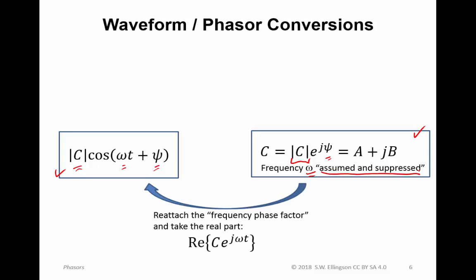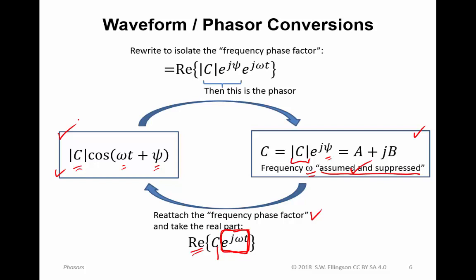To go from the phasor, the complex value, back to the sinusoidal representation, we reattach the frequency phase factor, this part. Right, so we take the phasor, C, multiply by e to the j omega t, the part that we assumed and suppressed, and take the real part, which lands us here. And you can verify that math for yourself. It's essentially the same thing we've been doing in previous slides.